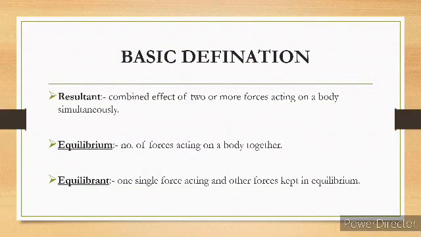Now let us look at the basic definitions, which are very important from the exam point of view also. First is the resultant force. Resultant force is the combined effect of two forces acting on a body simultaneously. If you take two forces as F1 and F2, when both forces are acting together on one particular body, the result you get is called the resultant force. I'll be explaining this further in the next slides also.